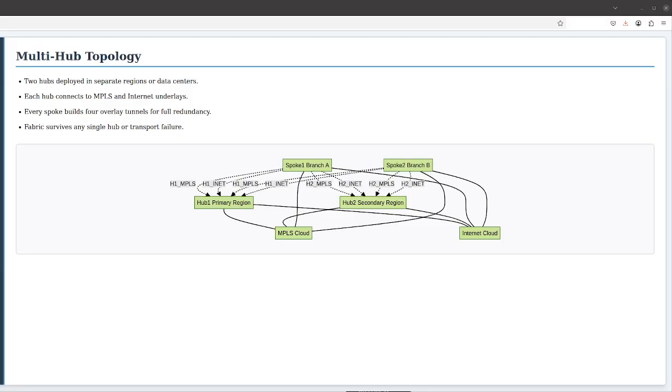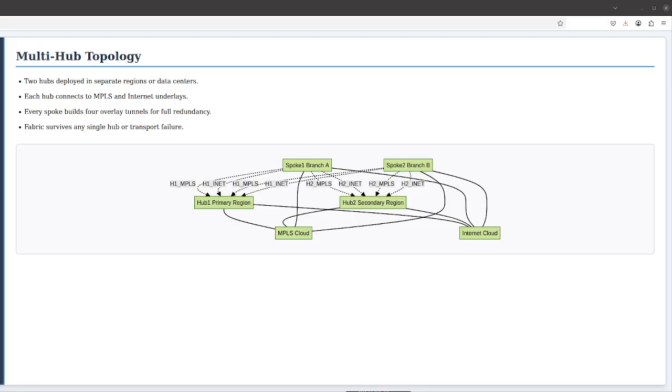The MPLS cloud represents a private carrier network, providing predictable latency and guaranteed bandwidth. The Internet cloud represents the public internet, providing broadband connectivity that is cheap and widely available but without any service guarantees. Both hubs connect to both transports, which means each hub has at least two public-facing IP addresses, one reachable over MPLS and one reachable over the Internet.